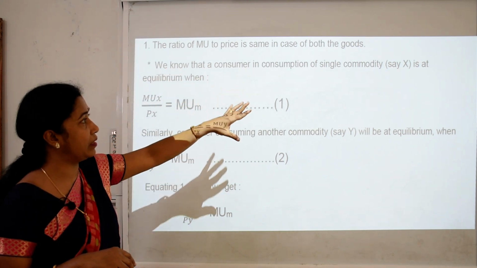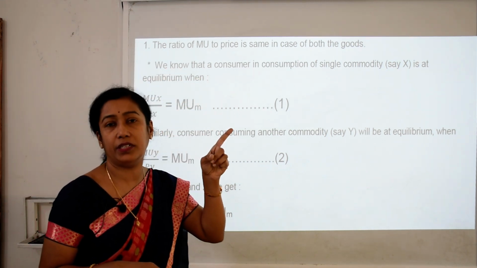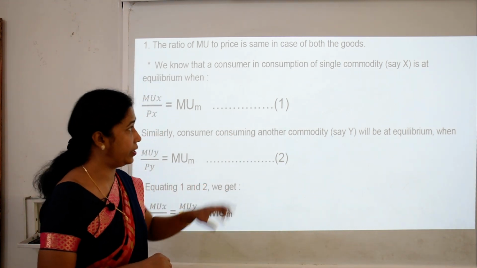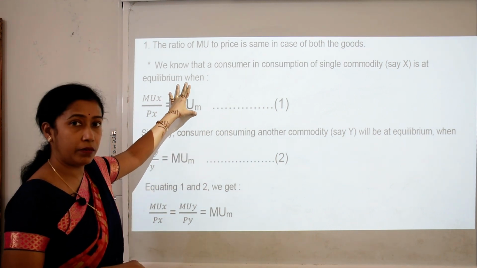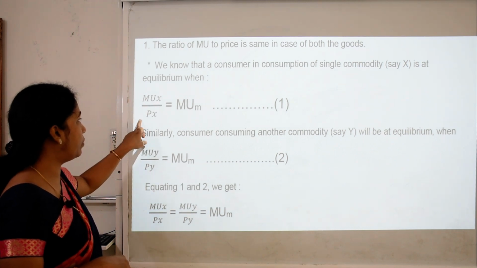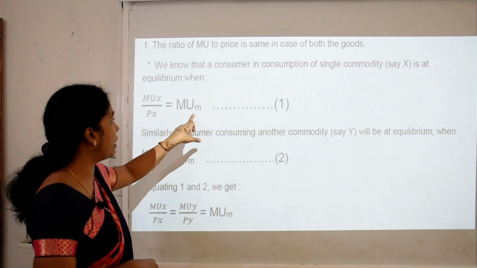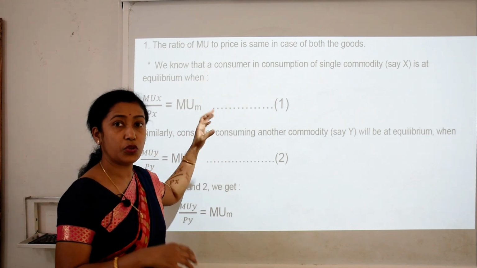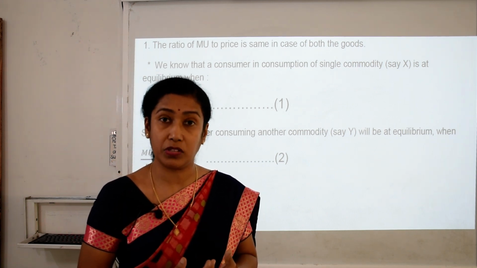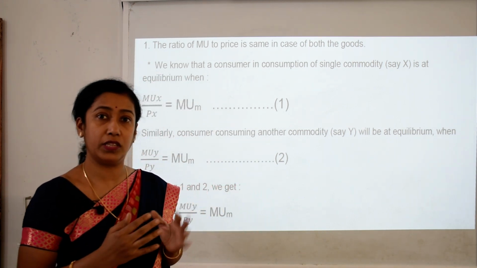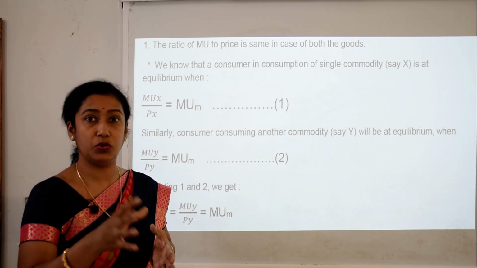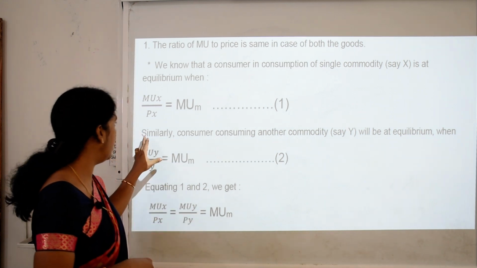We know that in consumption of a single commodity, the case which we did in the previous video, when a consumer wants to attain his equilibrium, say X is at equilibrium when marginal utility of X divided by price of X is equal to marginal utility of money. It can be any number of the commodity which he wants to consume, but along with that, if he compares this with the prices, his equilibrium must be maintained properly.